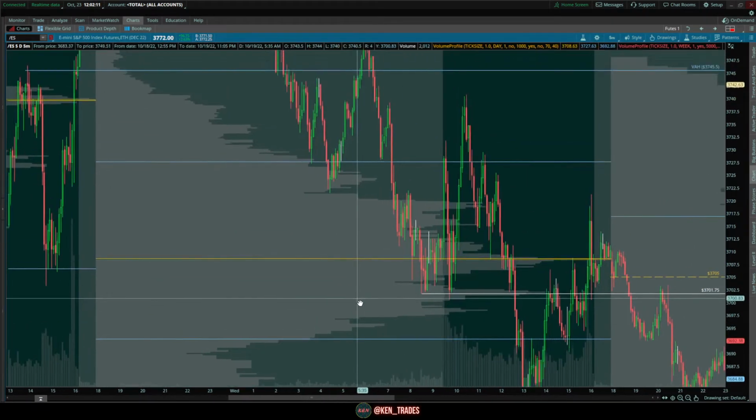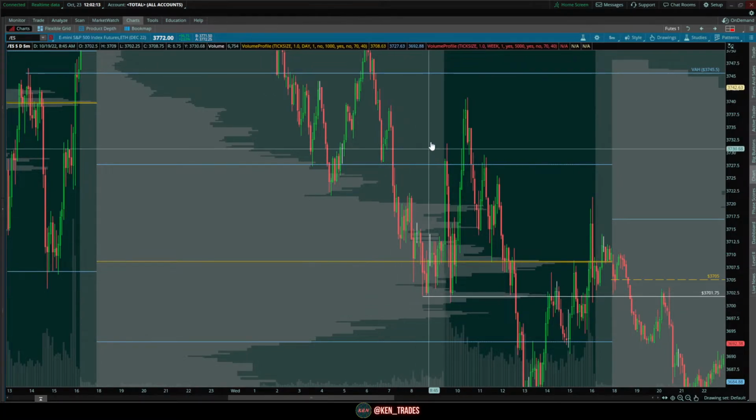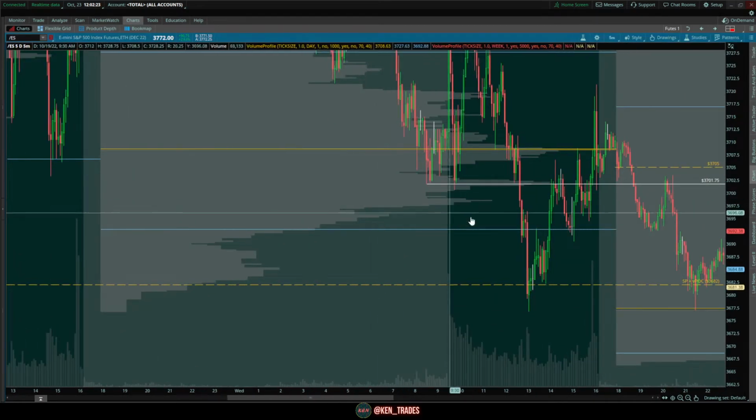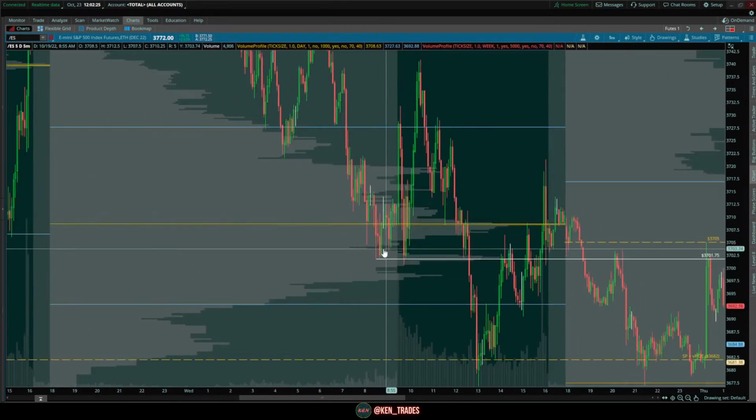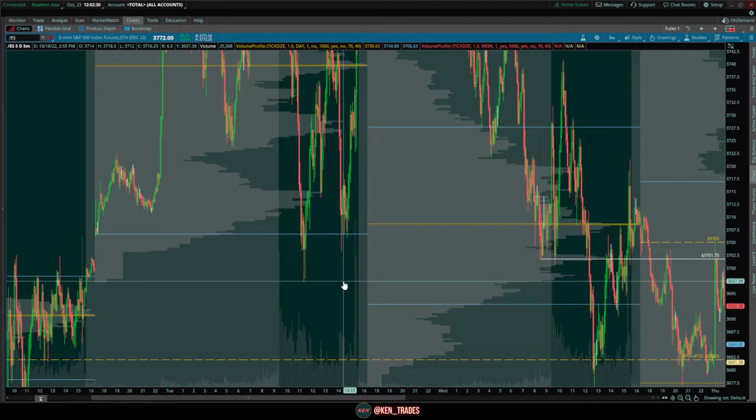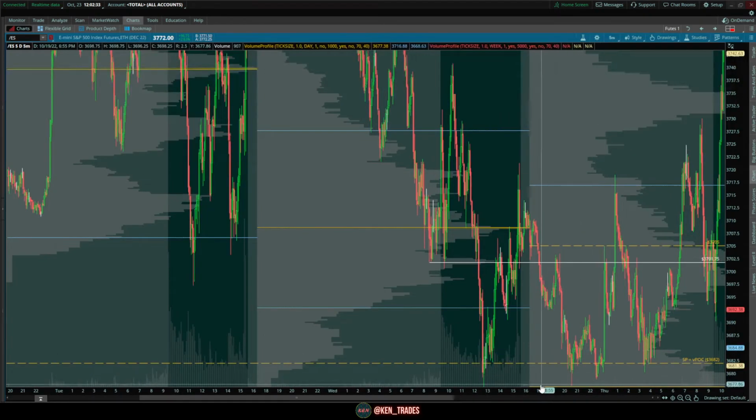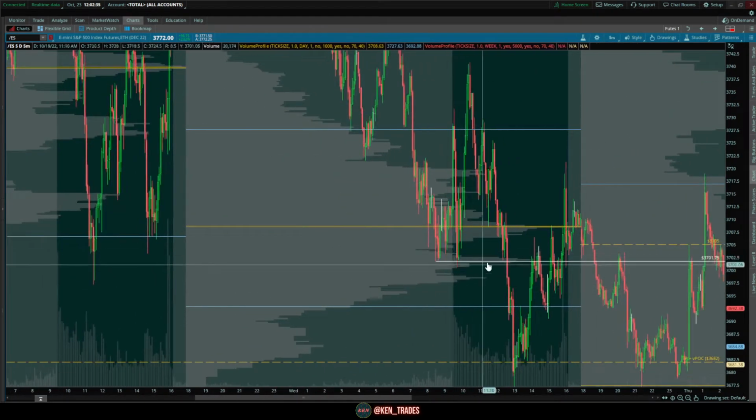Was this a good long? It was. 40 points. Overnight session, the overnight low, nothing else below. Next level, what? 3682. This was the only support at that point of time. Maybe previous day low. Yeah, previous day low. So this was a good sweep trade. Why? Come down, sweep a little bit, take out some liquidity and then rips up 40 points.